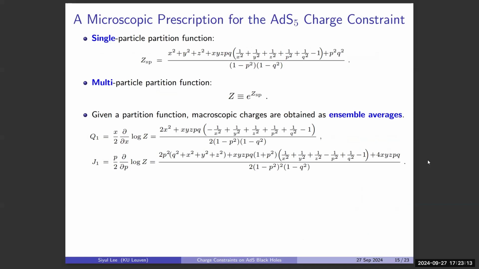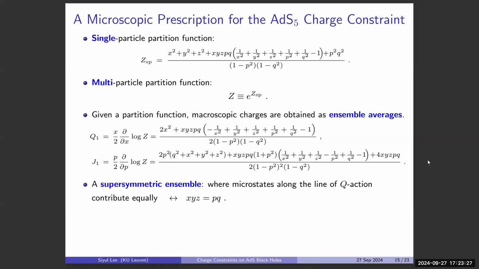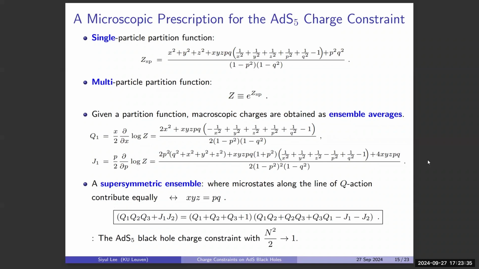Then finally, as we were motivated from the AdS3 side, we impose that the states along the line of Q action are now weighted equally. That corresponds to this condition between the velocities: the product XYZ is equal to P times Q. And by imposing this relation, there comes a relation between the macroscopic charges, which is miraculously the same as the charge constraint for the AdS5 black holes, except that the N squared over 2 factor that was there for the AdS5 black holes has to be replaced by 1.